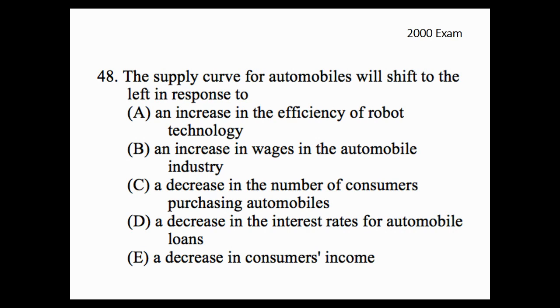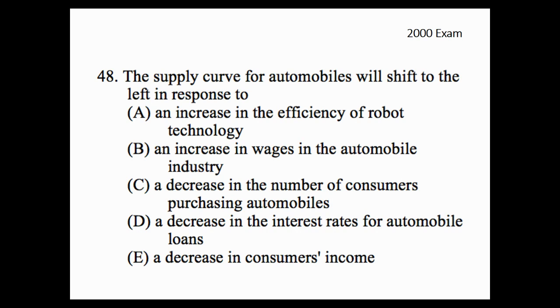Here's another one. This is from the 2000 exam. It says the supply curve for automobiles will shift to the left. So a shift to the left, that's a decrease in supply. So that's the GI TOES.